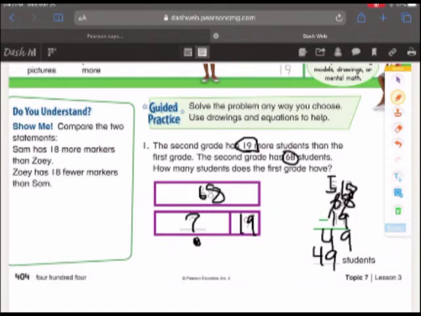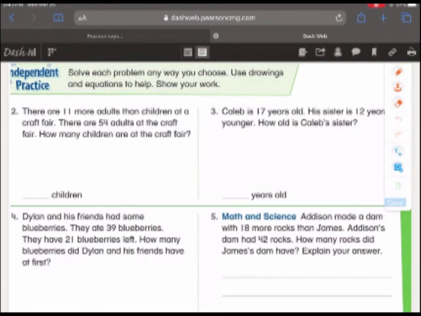Remember, we're thinking about what we know and what we don't know. And we can write down what we know and what we don't know in a bar diagram or in an equation. All right, go ahead and do independent practice and math practices and problem solving.